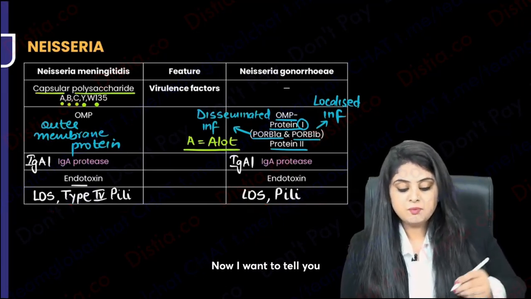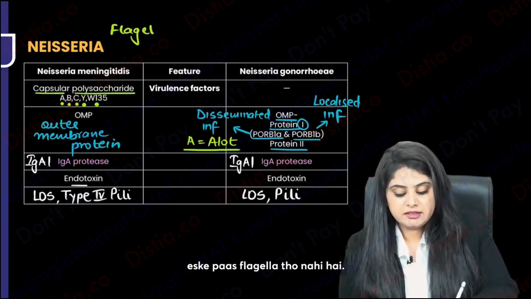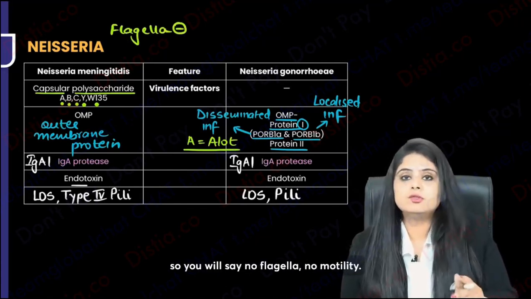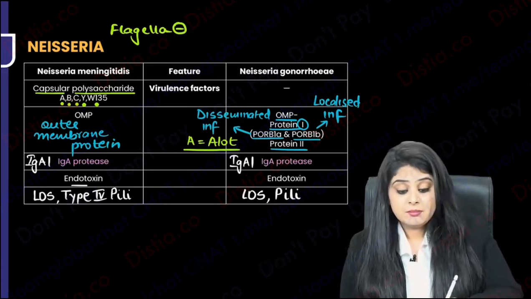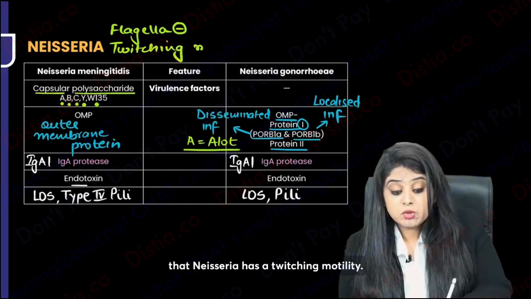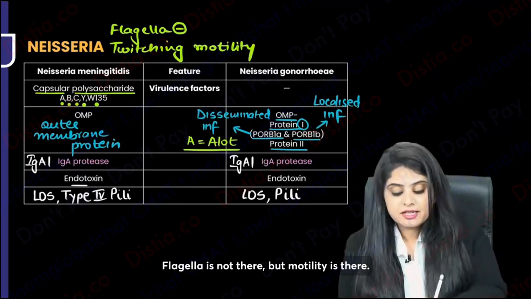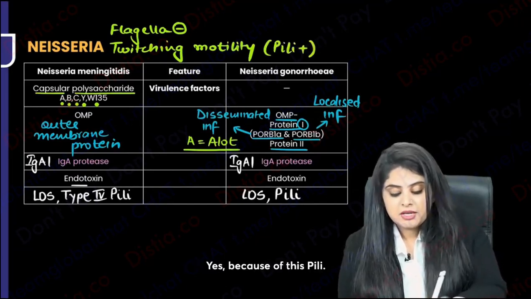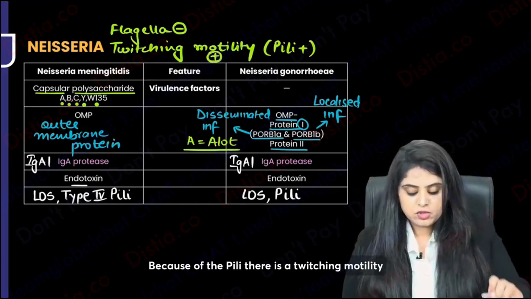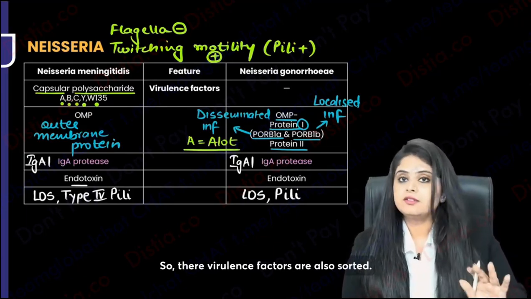Now I want to tell you that for all practical purposes, it doesn't have flagella. See, Neisseria doesn't have flagella. So you will say no flagella, no motility. But still some books have realized and mentioned that Neisseria has a twitching motility. And I will say, how is that possible, ma'am? Flagella is not there, but motility is there. Yes, because of this pili. Because of this pili, there is a twitching motility that can be noted in Neisseria. So their virulence factors are also sorted.